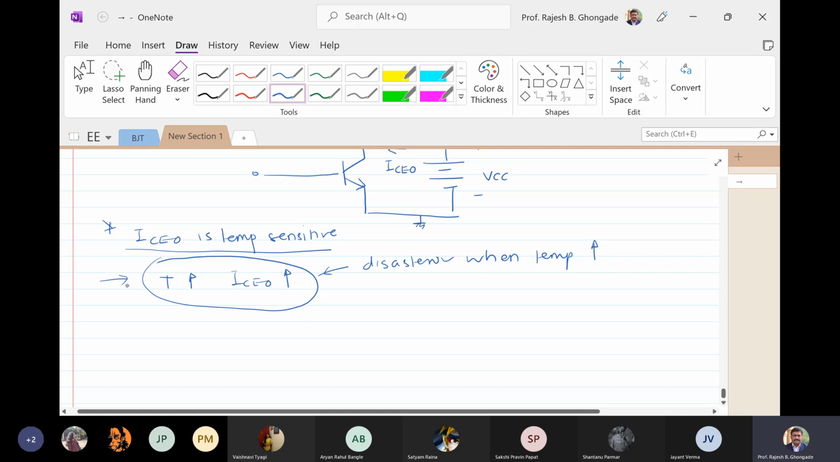So let us now have a look at the input characteristics. We'll start with the input characteristics for common emitter configuration. Guys, am I audible?